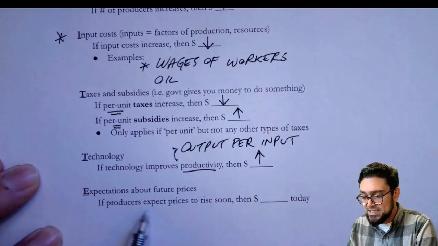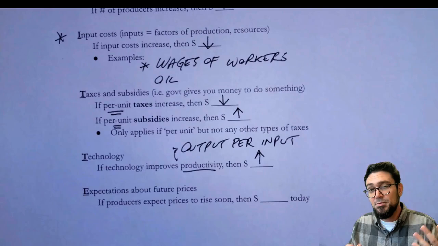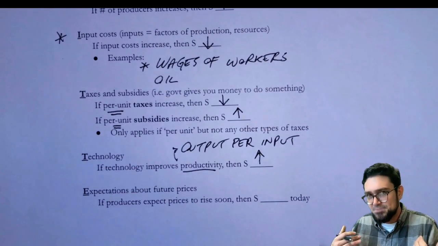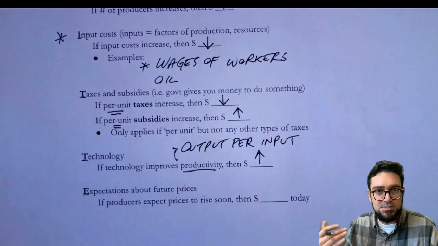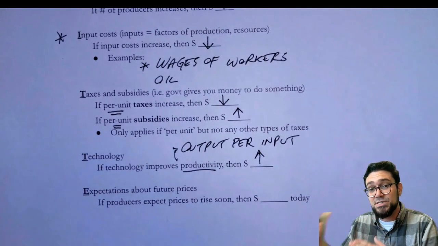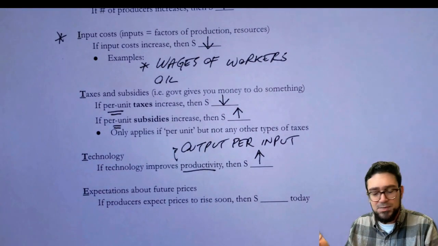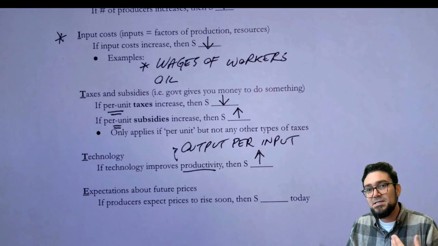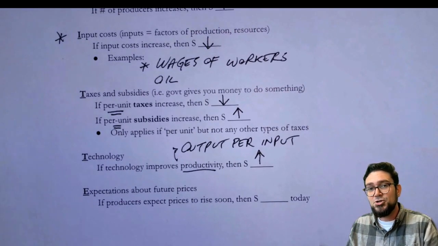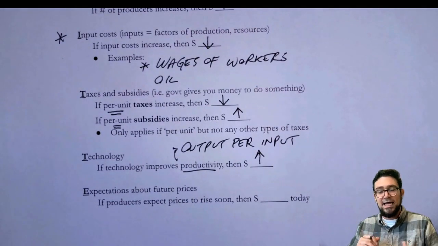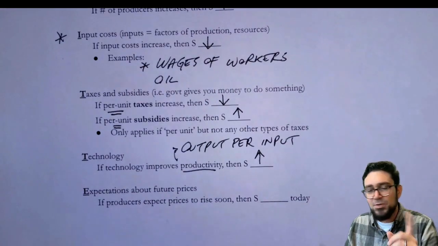Expectations about future prices. This is also a shifter of demand, but thinking about who's doing the expecting is going to tell you whether it's demand or supply. In this case, if the producers expect the prices to change, it's going to change supply. And for our example, if they expect the prices to rise soon, they're actually going to cut back on production today. I know that may seem a little counterintuitive, but think about it this way.